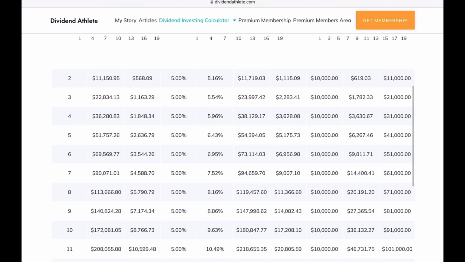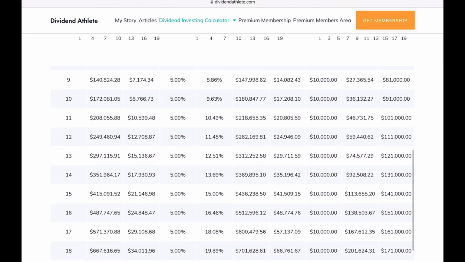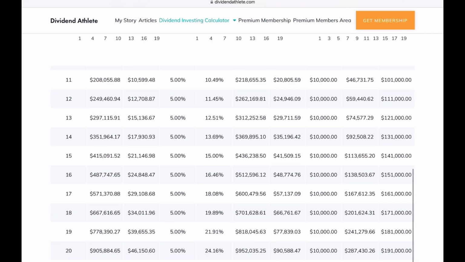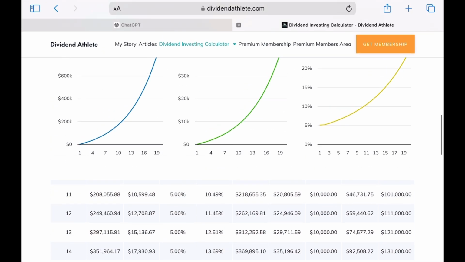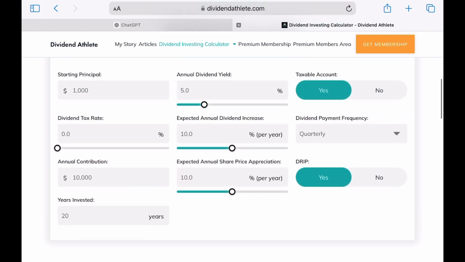Let's look at 20 years. I'm going to scroll all the way down and take a look at the value at the 20-year mark. I know some people look at it and say, well, that's not really realistic. If we were to adjust the expected annual dividend increase up here, some people may say that's not realistic, but we can slide it down and you guys can see it at more realistic numbers. It's something you can totally play around with to see what would fit.